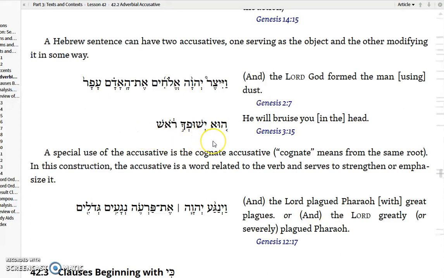Or another example, Hu ye shufka rosh. Who is he? Will bruise you, but then rosh is with regard to the head. He will bruise you with regard to the head. And Ross suggests translating it, he will bruise you in the head. But rosh here is an adverbial accusative.